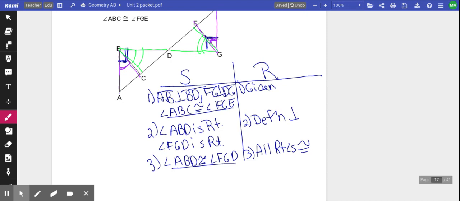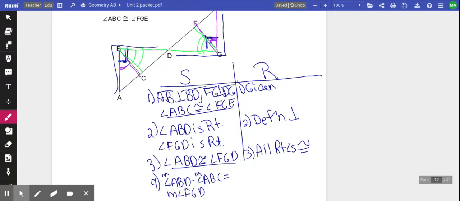And if I really think about it, if I take the blue angle here, which is my right angles, what can I do with that to get my green angles? I want to subtract the purple ones. So I want to say that the measure of angle ABD minus the measure of angle ABC, and we should say the measure here because we're subtracting, is equal to the measure of angle FGD minus the measure of angle FGE. And that is our subtraction postulate.